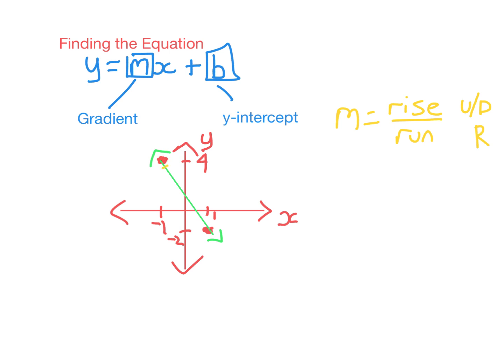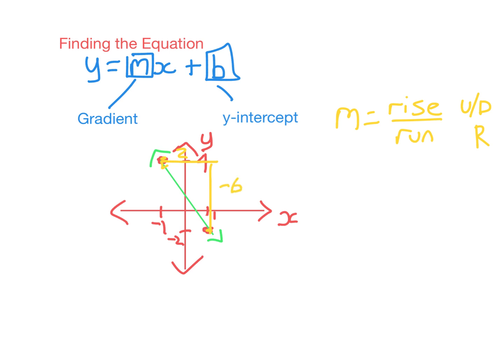So to go from this point here to this point here, you need to go right 2. How did I know it was 2? You're going from -1 to 1. The difference, the distance between them is 2. To go from here down to here, you actually need to go down by 6.